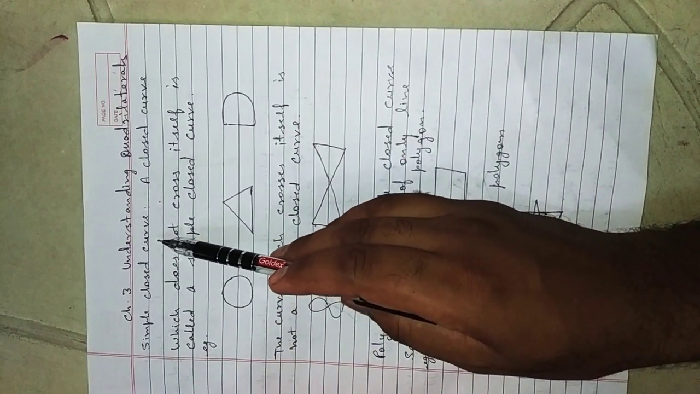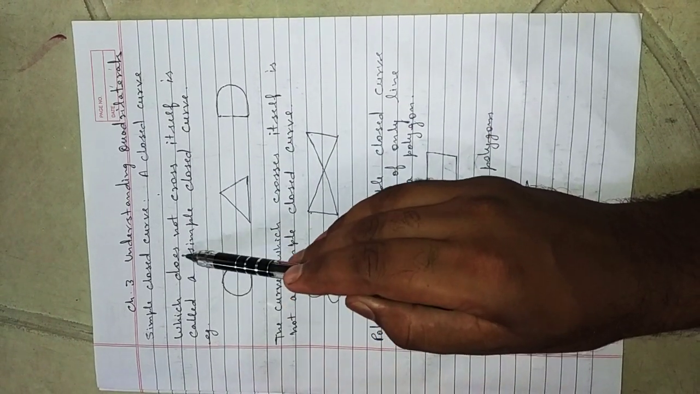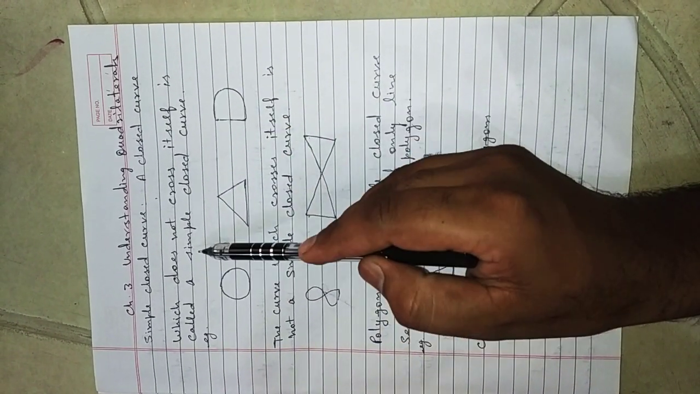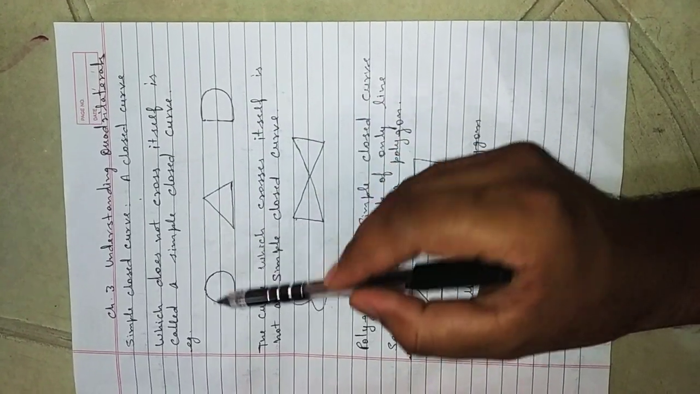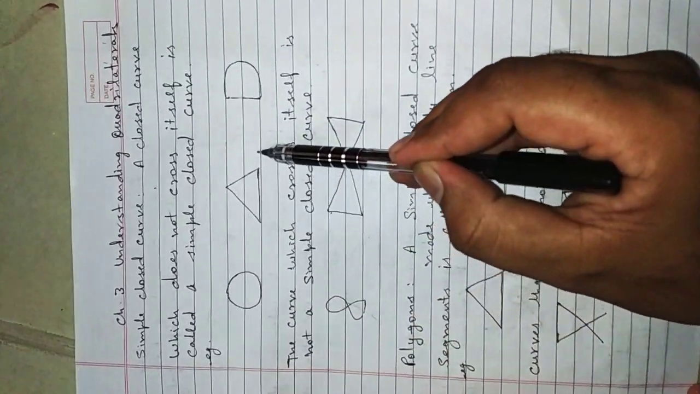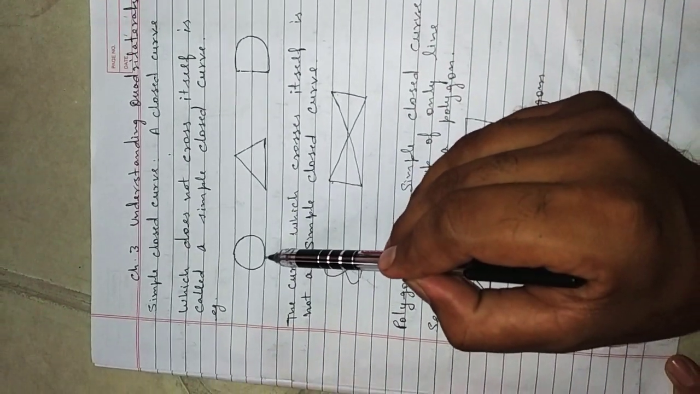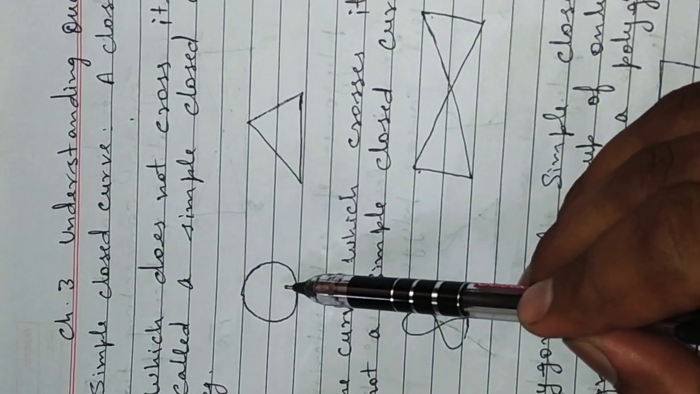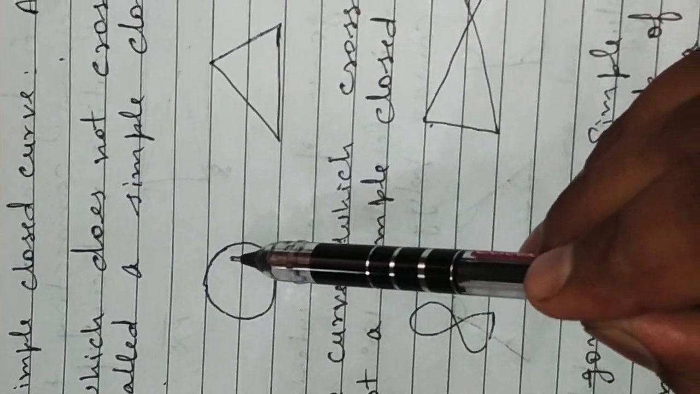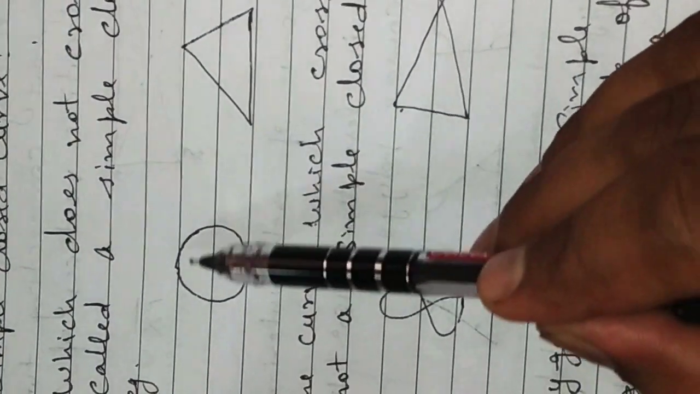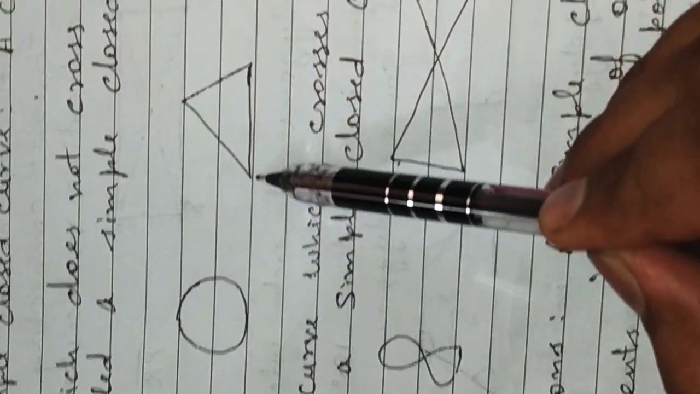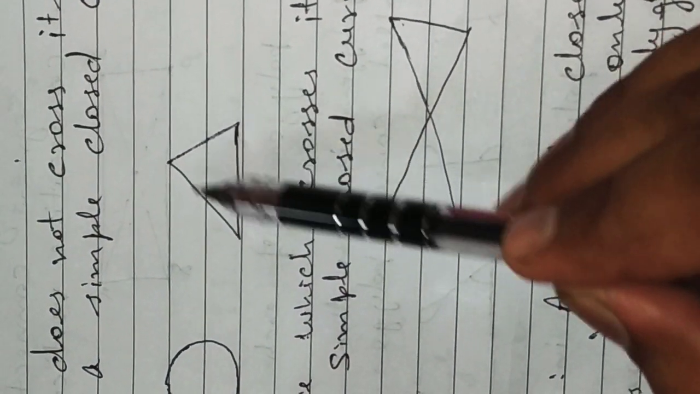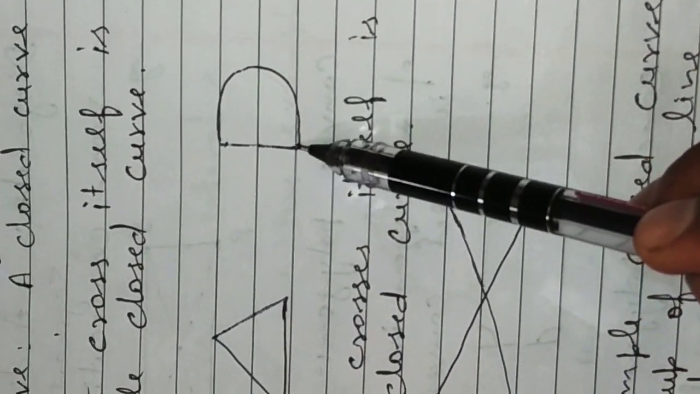Simple closed curve. A closed curve which does not cross itself is called a simple closed curve. Now these are examples of simple closed curves. This is a circle, this is a triangle. Now it has three types. A simple closed curve can be made up only of curves, made up of line segments, or made up of line segments and curves.